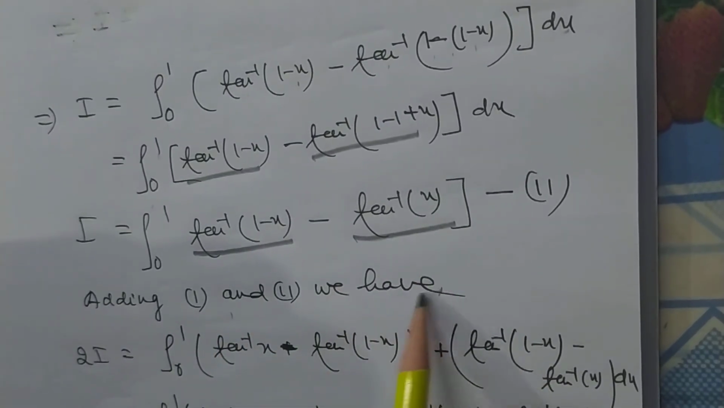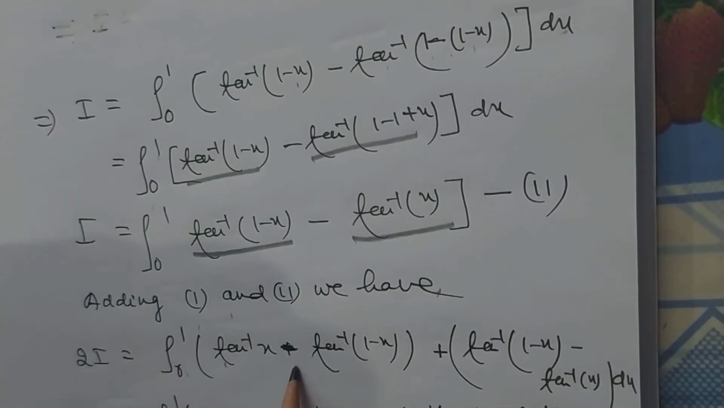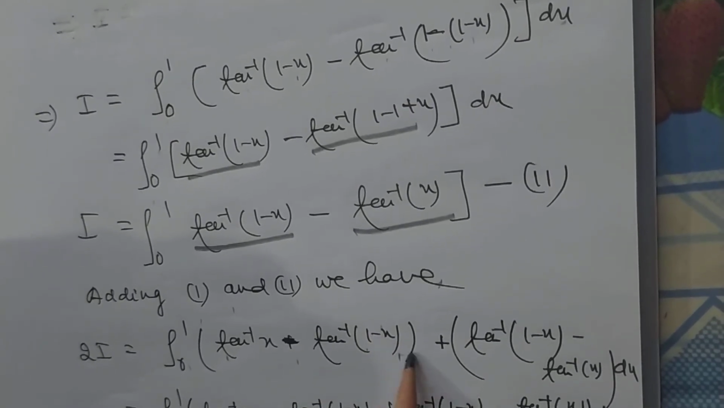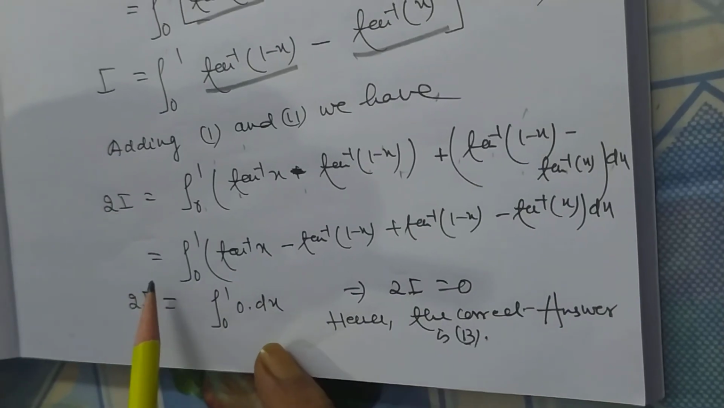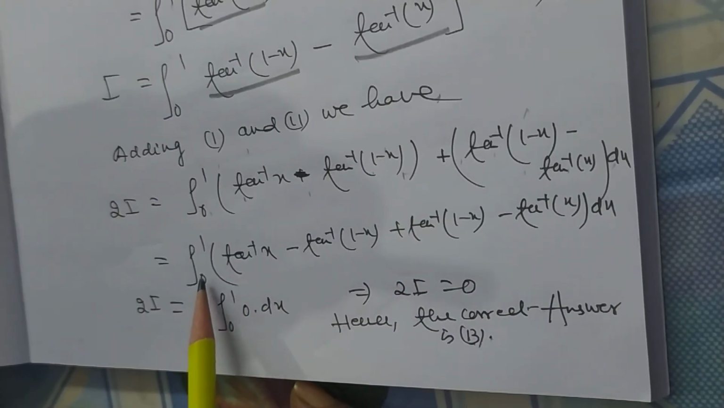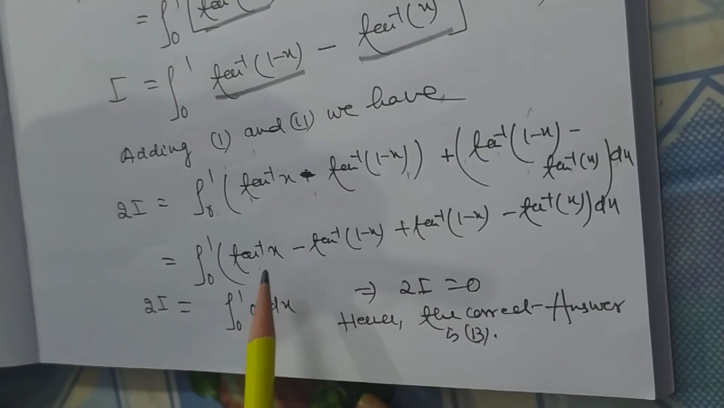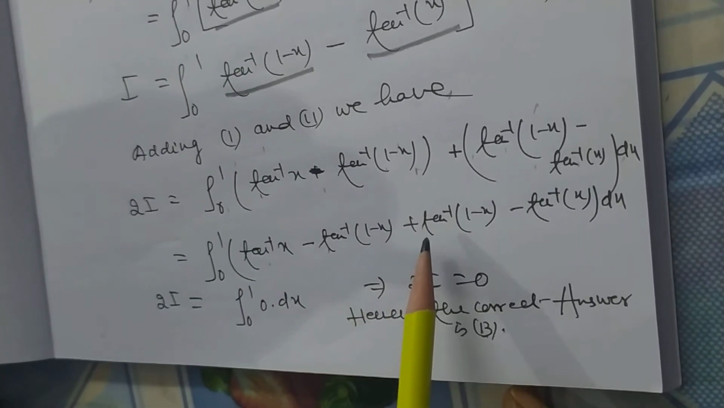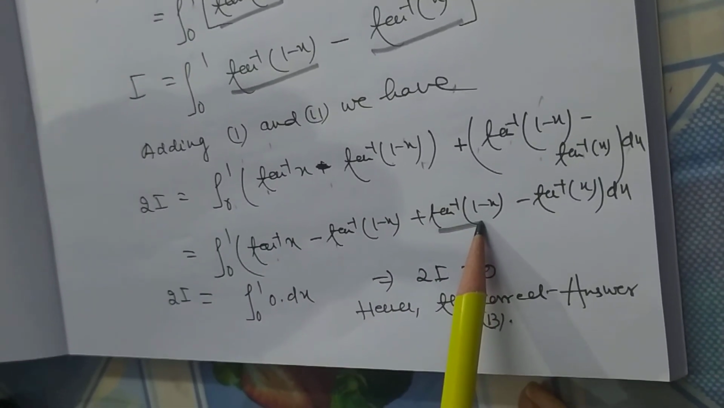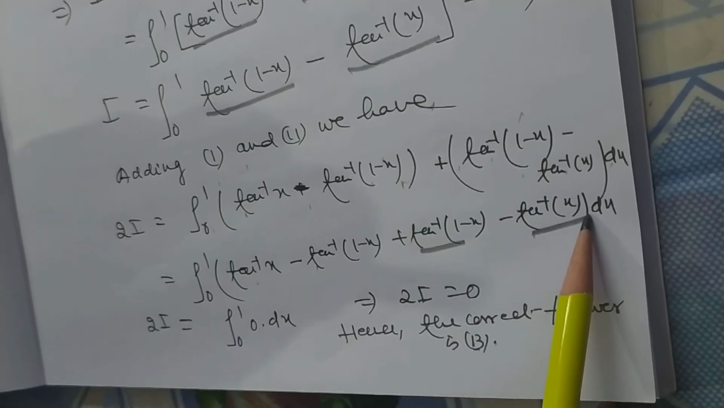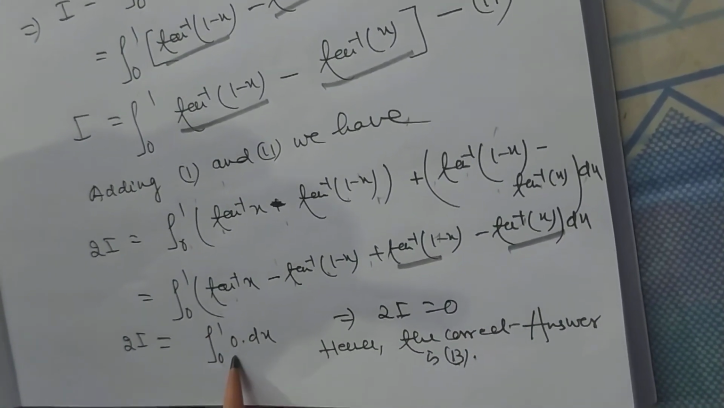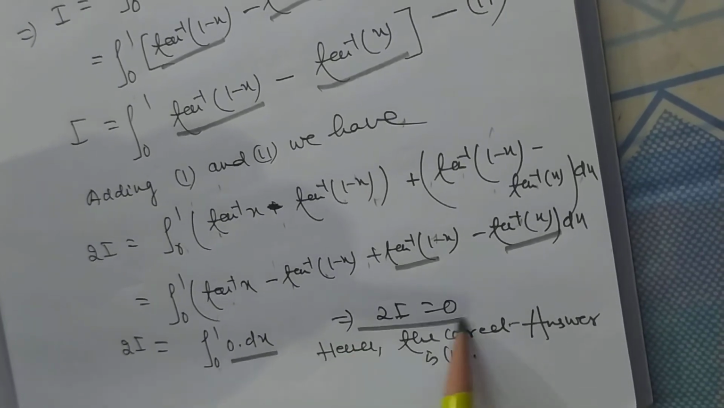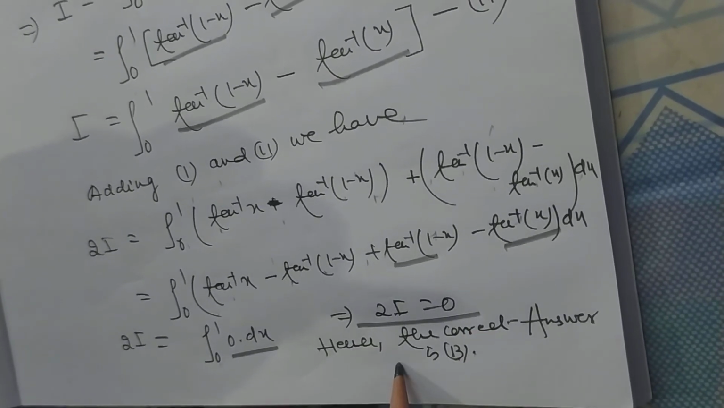So by adding the first and second, we have the integral from 0 to 1 of tan inverse x minus tan inverse (1 minus x), plus tan inverse (1 minus x) minus tan inverse x, dx. So 2I is equal to this much. Now again you write tan inverse x minus tan inverse (1 minus x) plus tan inverse (1 minus x) minus tan inverse x dx. Everything cancels out. The integral from 0 to 1 of 0 dx. So 2I is equal to 0. So option B is the correct option.